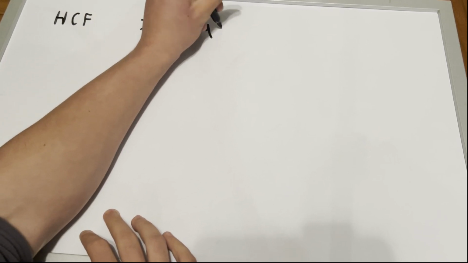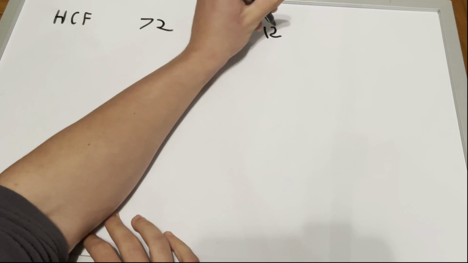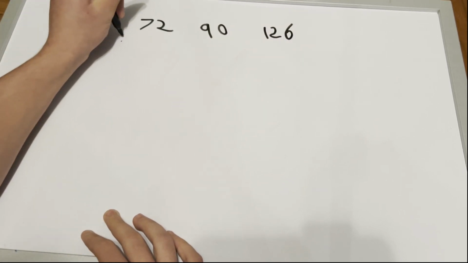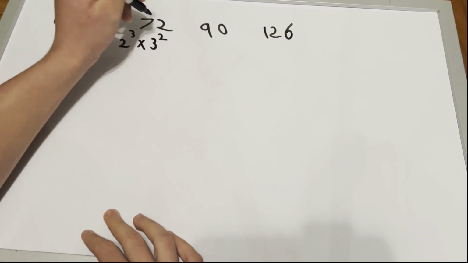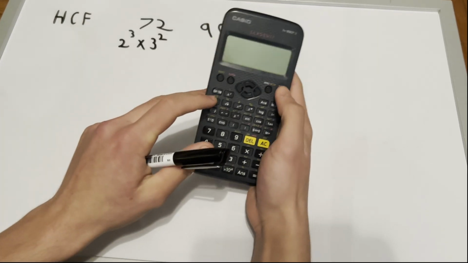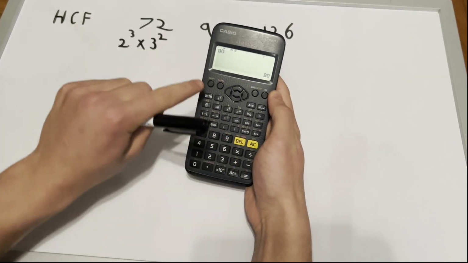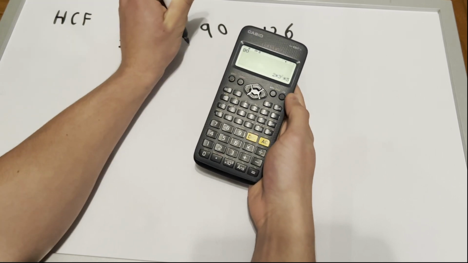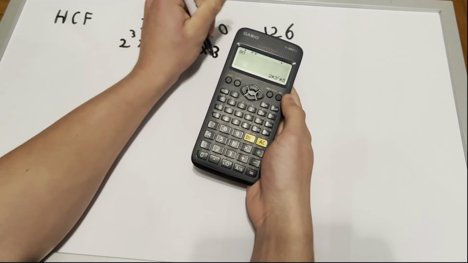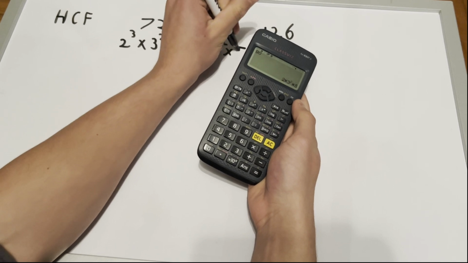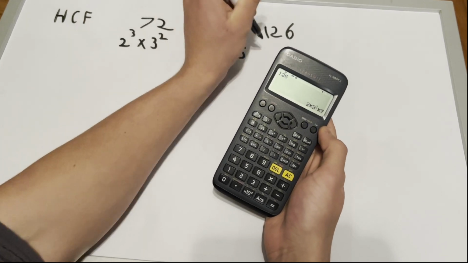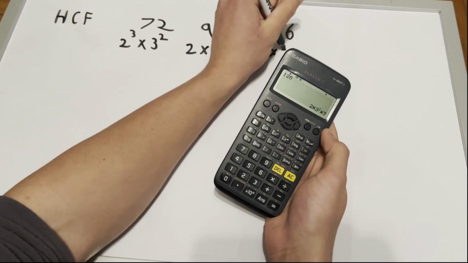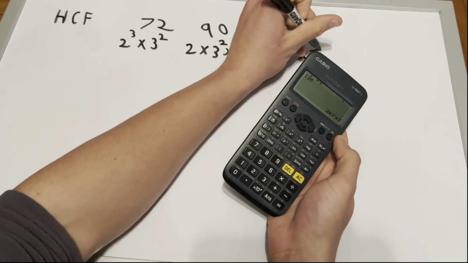The question asks us to find the highest common factor of 72, 90 and 126. We must first write out the prime factors of each number. 72, 2 cubed times 3 squared. Here I'm showing you how to use your calculator if you forgot. 90 equals 2 times 3 squared times 5. And 126 equals 2 times 3 squared times 7.